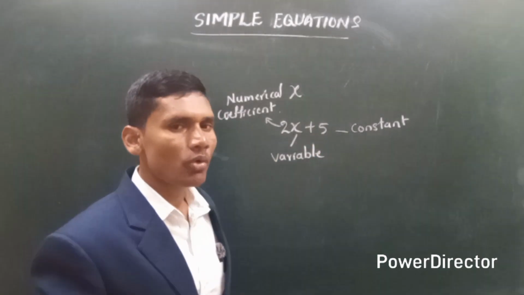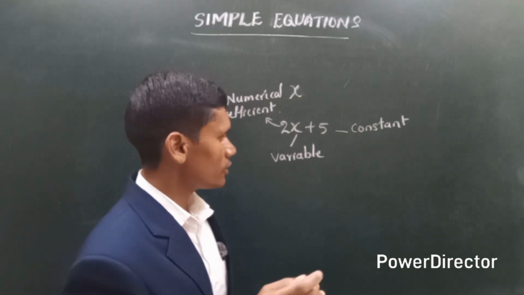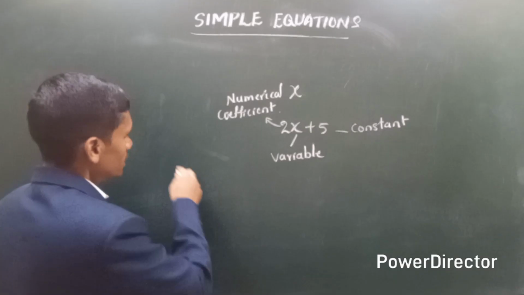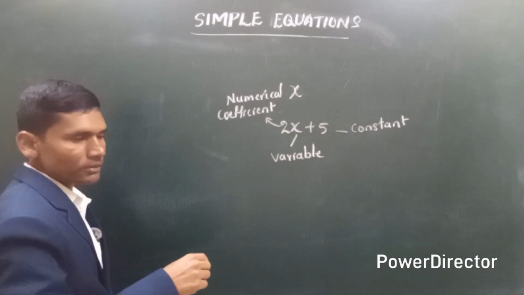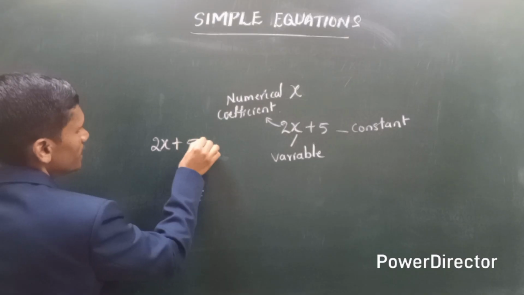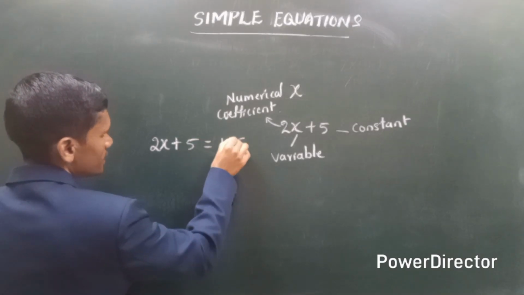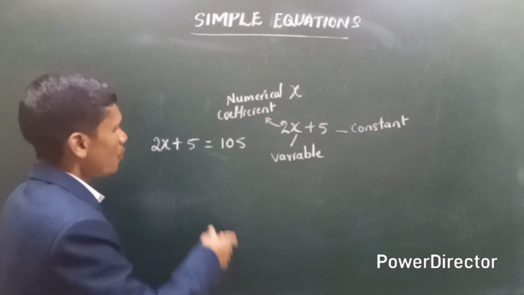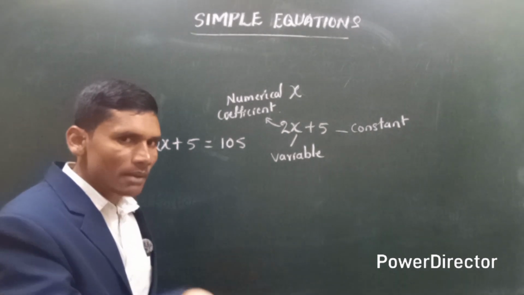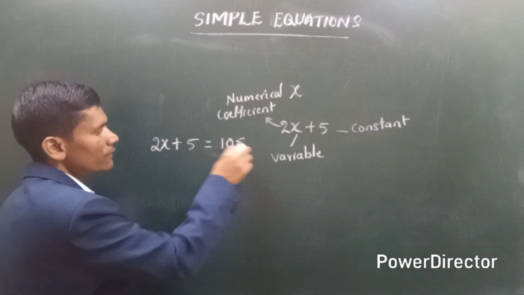Then coming to what is an equation, how to say that. For example, the money you have, double of that, plus 5. If the total is equal to 105, say for example. Now what I am doing here, this value we don't know, I am just doubling that value and adding 5. This total amount will be 105.